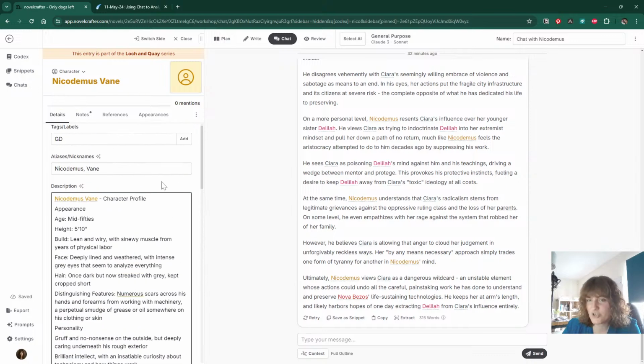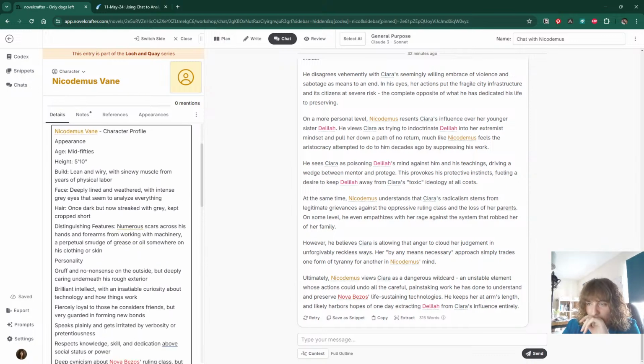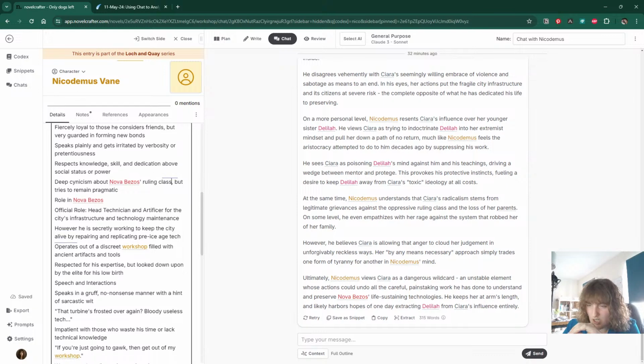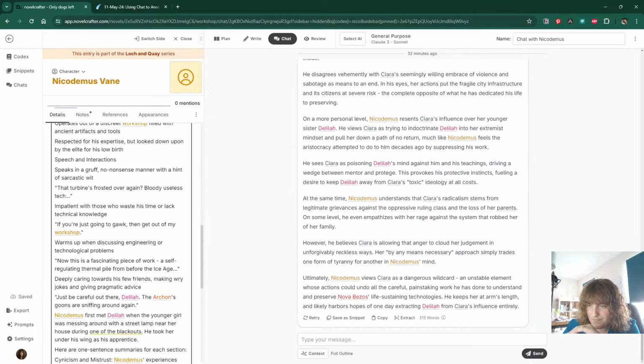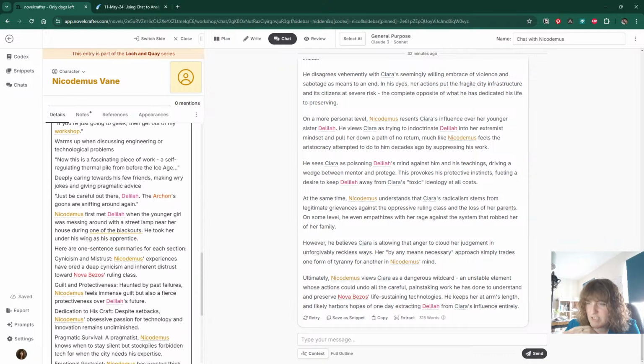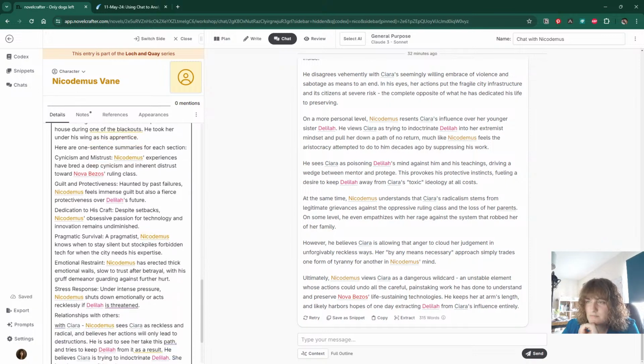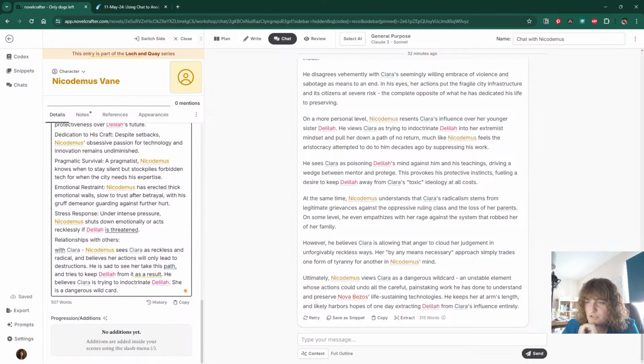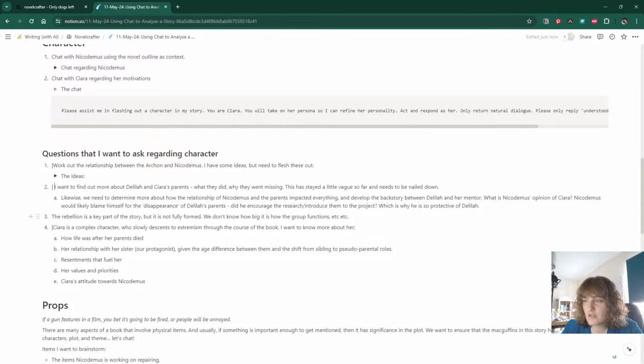Let's see what is in the codex, see if there's anything that's fueled it. Okay, so here's gruff and no nonsense and gets irritated by verbosity, cynical. Yeah, I think it's maybe taking it a little bit further, but I feel like a lot of the points feel interesting.